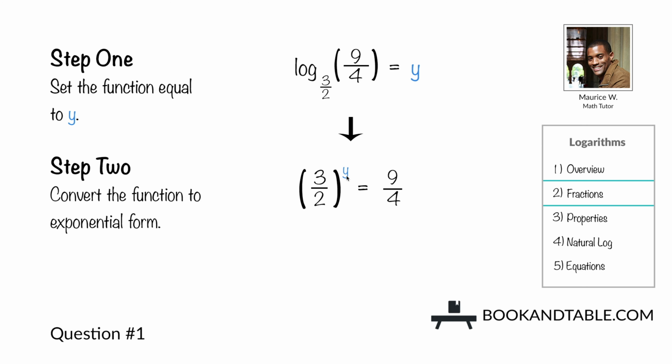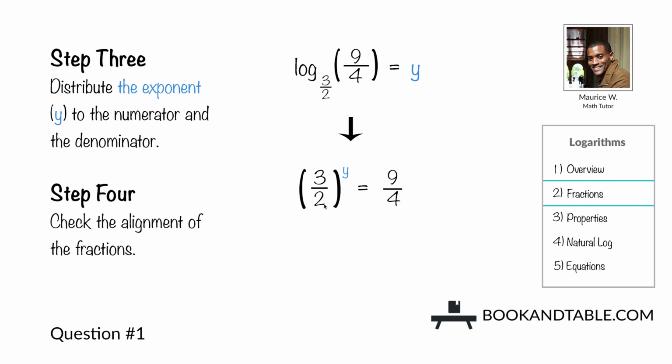And now this power y, we want to distribute it to the numerator and the denominator. So we'll wind up with 3 to a power of y over 2 to a power of y, and that's equal to 9/4. Once we distribute the exponent, we want to check the alignment of the fractions. In our numerator, we have 3 to a power of y is equal to 9, and that checks out because this base can wind up with the product of 9. For our denominators, we have 2 to a power of y is equal to 4, and that checks out because this base of 2 can wind up providing a product of 4.